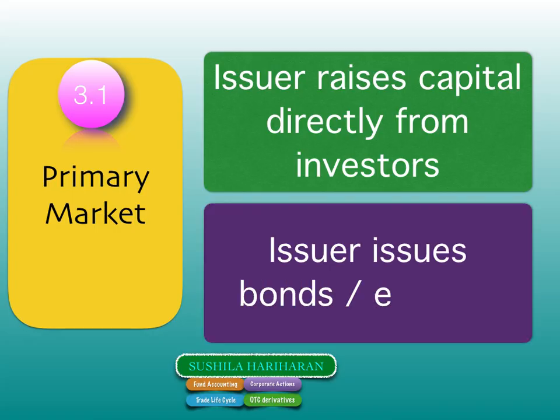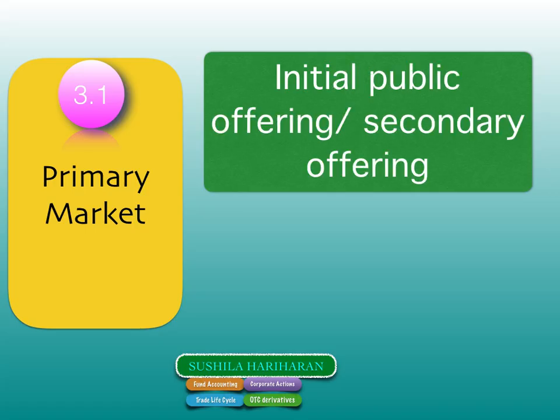The issuer then in return, depending upon the nature of the capital, issues bonds, which are long-term debt instruments, or equities, depending on what is the main theme of the IPO. The primary market is therefore a market which could either be an initial public offering like an IPO market. This is the first time that the company has raised capital from the shareholders.